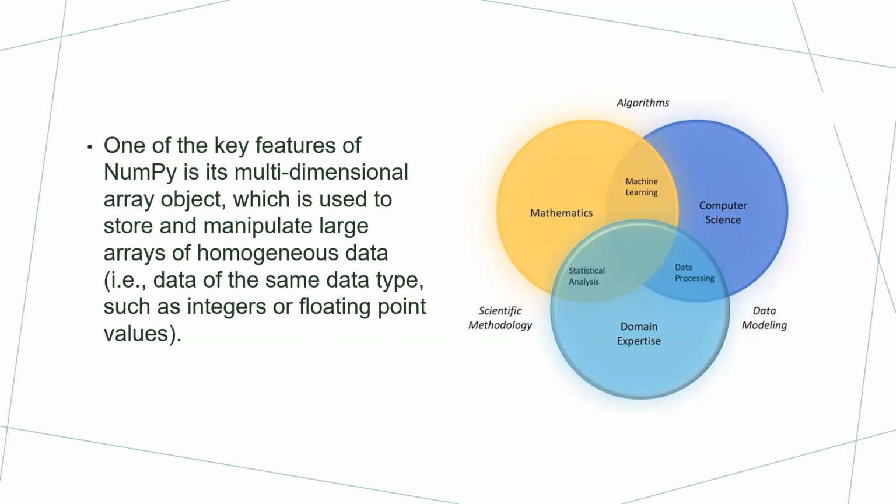2D arrays. An array that has 1D arrays as its elements is called a 2D array. These are often used to represent matrices or second order tensors. NumPy has a whole sub-module dedicated to matrix operations called numpy.mat.